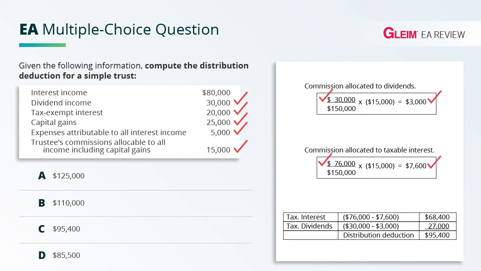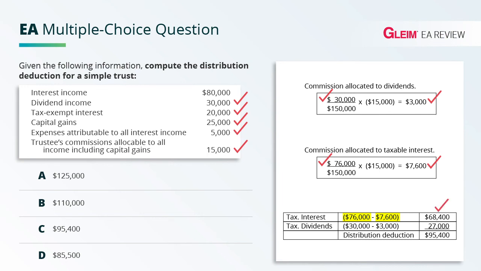Okay, so we've got one last step to do in order to get our distribution deduction. The distribution deduction does not include tax-exempt interest and capital gains. So that means it's only going to include the taxable interest and the dividend income with respect to determining the distribution deduction. Now we have to subtract away that portion of the trustee commission we just calculated. So we subtract away $7,600 from the $76,000 taxable interest, that allocable portion, and we get $68,400.